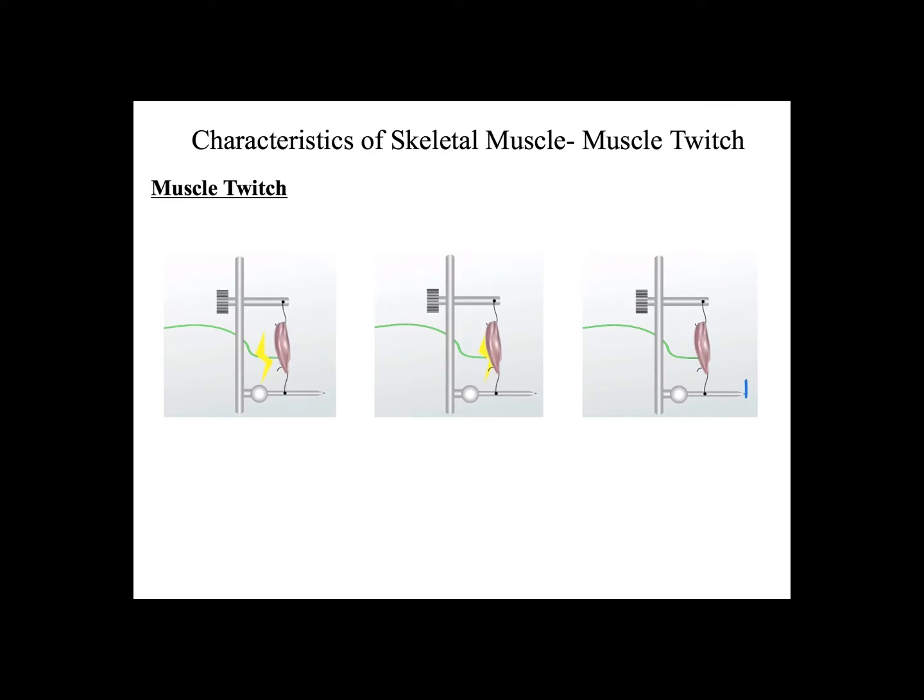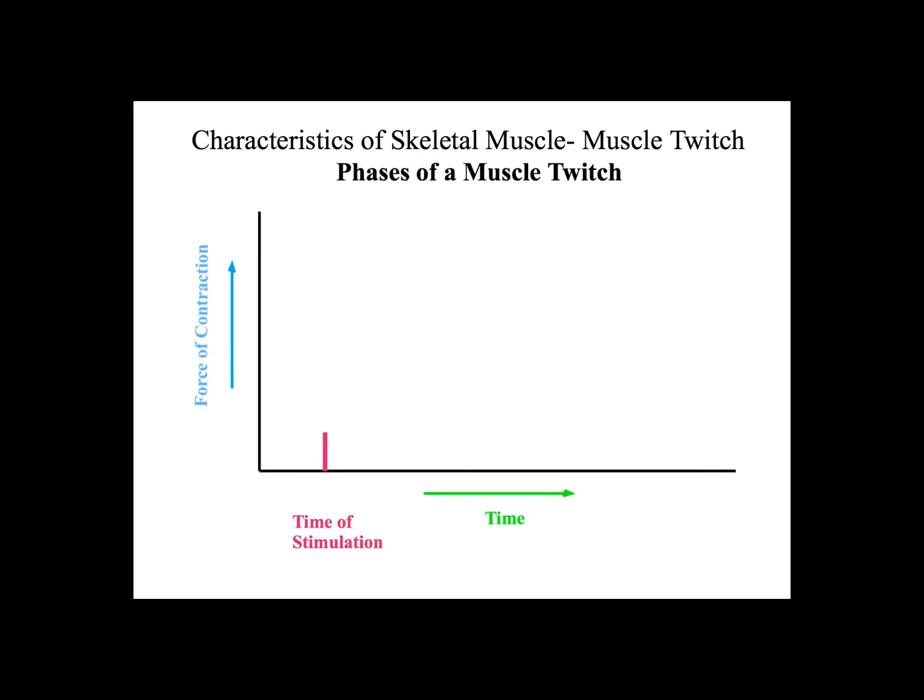So here we see an electrical impulse traveling down a force transducer, and what ultimately is recorded is this muscle contraction called a twitch. A muscle contraction is recorded on a graph called a myogram. And on a myogram, along the y-axis will be the force of contraction, and along the x-axis will be time, or the duration. When we look at a muscle twitch, at some point, the muscle will be stimulated and a contraction will occur.